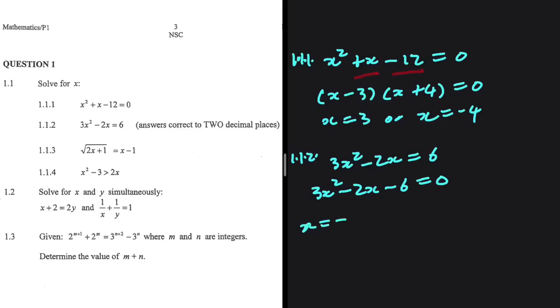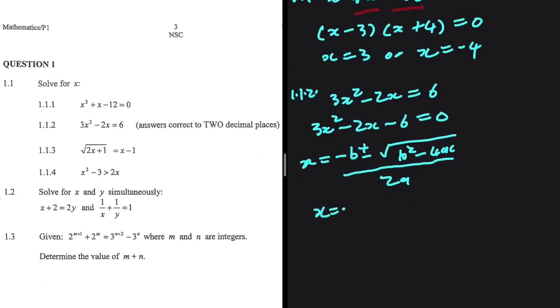x is equal to minus b plus or minus the square root of b squared minus 4ac, everything divided by 2a. Let's go ahead and substitute. b is the coefficient of x, which is minus 2, plus or minus b squared, again minus 2 squared, minus 4ac. a is 3 and c is minus 6. c is the constant and a is the coefficient of x squared. We are supposed to divide everything by 2a.